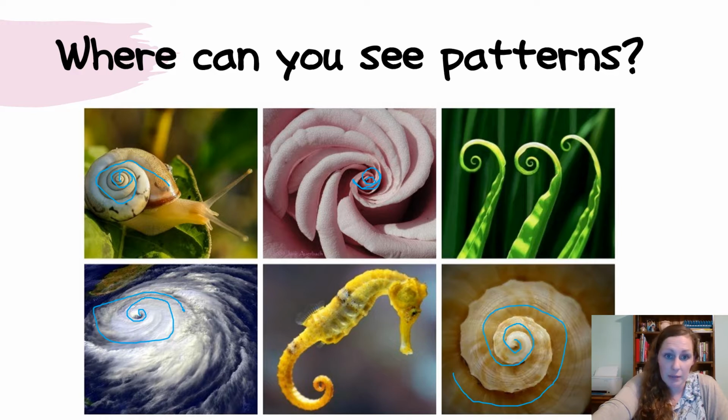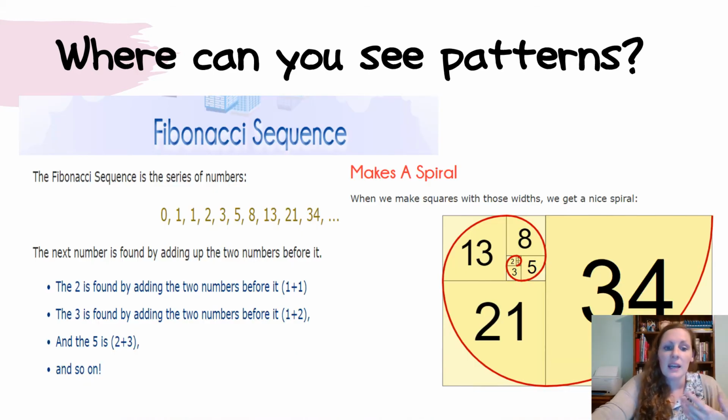Just for your information, there's a really cool sequence of numbers, a pattern, called the Fibonacci sequence. The Fibonacci sequence is a series of numbers so that if you have 0 and 1, when you add the first two numbers, you get the next number in the pattern. So 0 plus 1 gives me 1. 1 plus 1 gives me 2. 1 plus 2 gives me 3, the next number in my pattern. 2 plus 3 gives me 5. So to find the next number in this sequence, you always add the two numbers before it together.